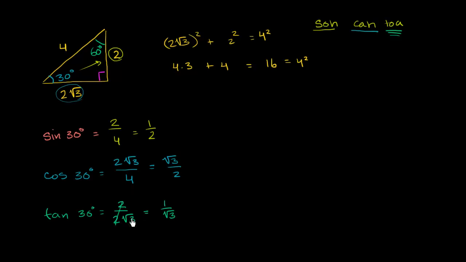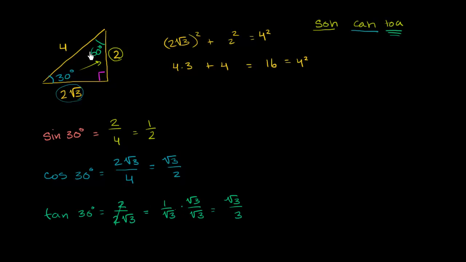Or we can multiply the numerator and the denominator by the square root of 3. So we have square root of 3 over square root of 3. And so this is going to be equal to, the numerator is square root of 3, and the denominator right over here is just going to be 3. So we've rationalized it. Square root of 3 over 3.